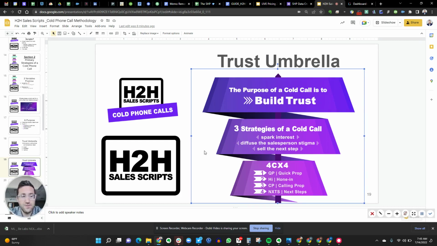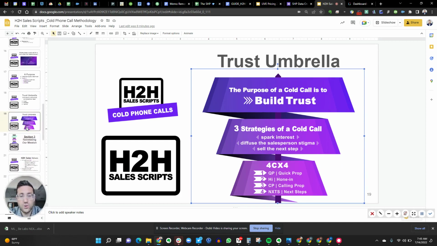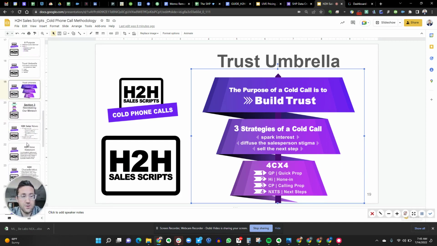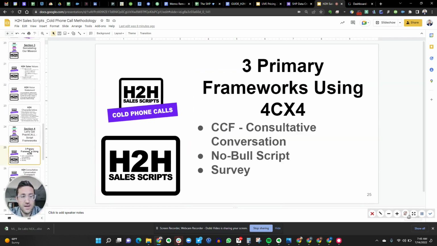So using these tools that we've discussed, we can talk a little bit about the frameworks. And this is just an introduction. We have 3 primary frameworks: the consultative conversation, the no bull script, and the survey. The consultative conversation is probably for B2B as well as folks who are at a desk or behind a computer that have more time to talk and usually are able to get into a conversation.